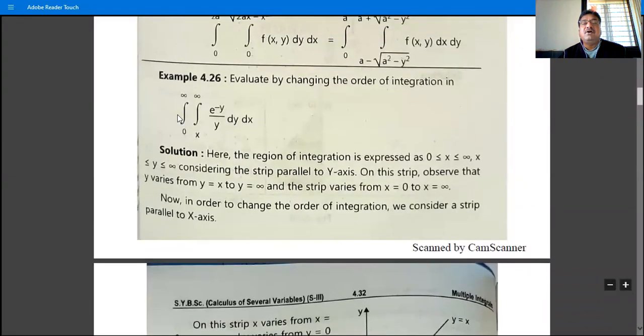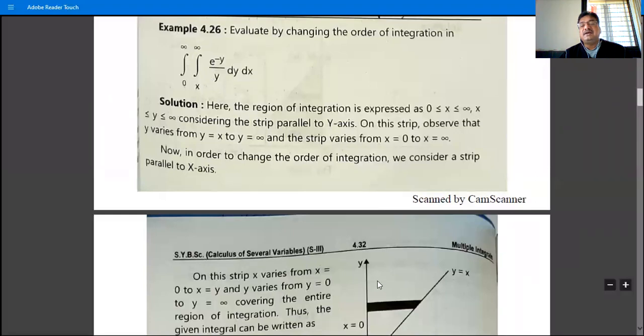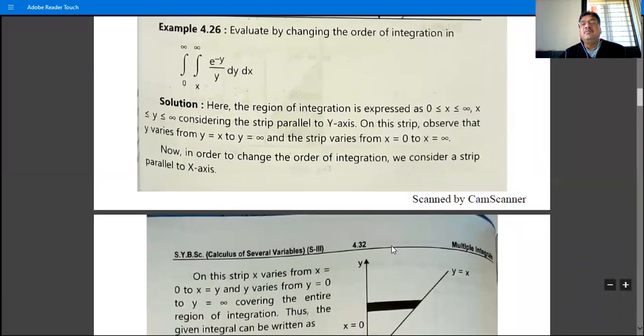And this is the limit on x, x is equal to 0. This y is equal to x, x is the limit on y, then 0 to infinity is the limit on x. So x is equal to 0 means the y axis. And so this is the unbounded area, y and x tend to infinity. So this portion, x is equal to 0 means the y axis, and this y is equal to x. So this unbounded portion is the area of integration.